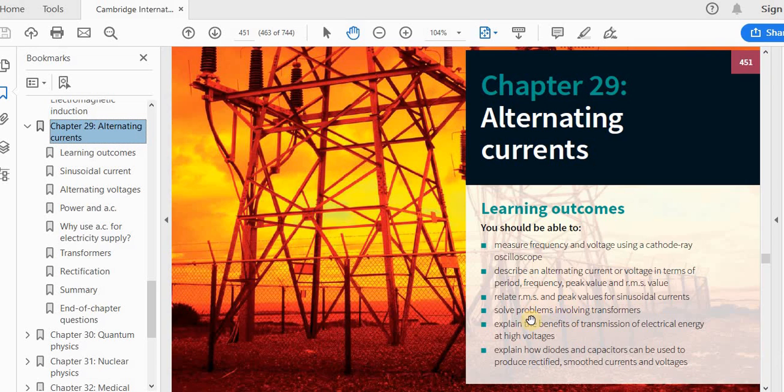Solve problems involving transformers. In the O-level classes, you had learned the equations for transformers. We assume that the transformer is 100% efficient. So the power input, or the power in the primary coil, is equal to the power output, or the power in the secondary coil. So that was given by VI, power equals voltage times current. VP IP equals VS IS, P for primary, S for secondary. The primary coil is also called the input coil. The secondary coil is also called the output coil.